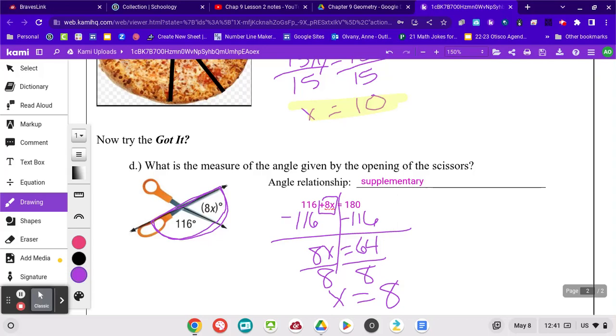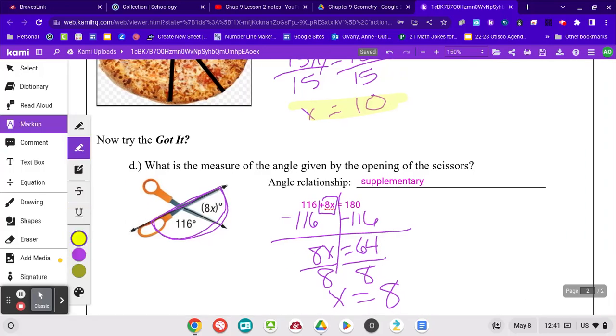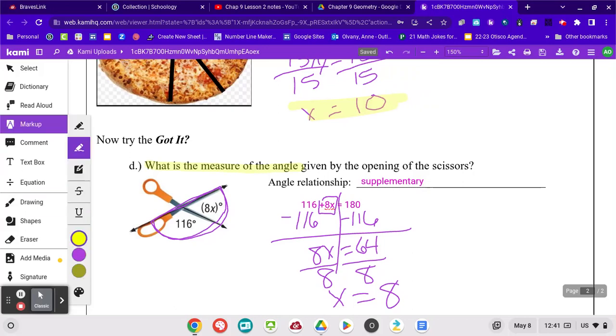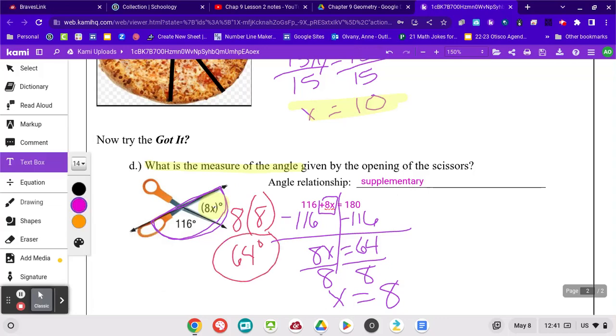Let's go back and make sure we did what they asked. What is the measure of the angle? They didn't ask me to find x this time. This time they asked me to find the measure of the angle, which is this, by the opening of the scissors. So if I know x is 8, what I'm going to do then is I'm going to have 8 times 8, which is 64 degrees. The opening of the scissors is 64 degrees.